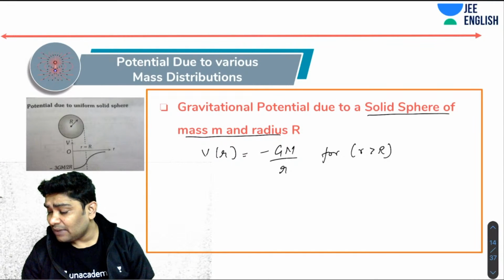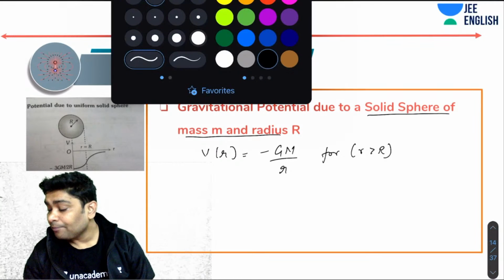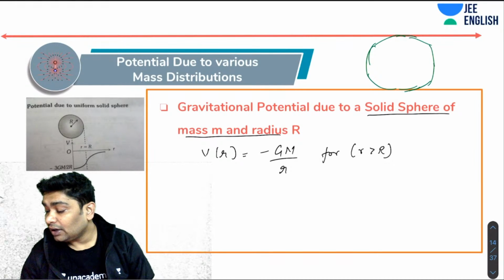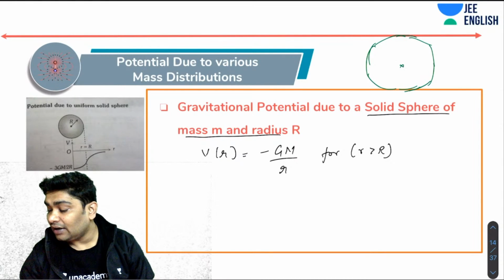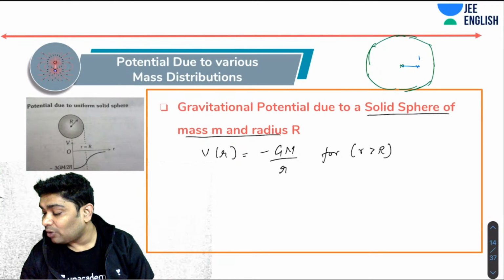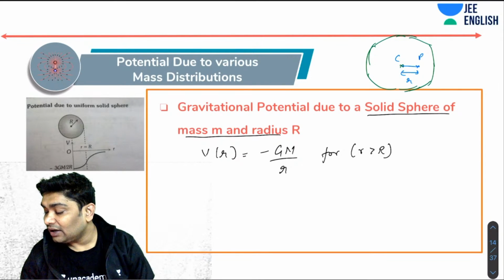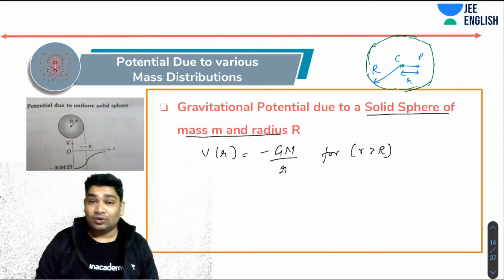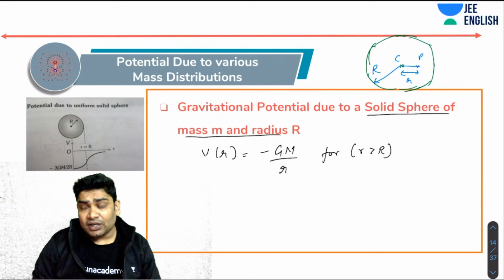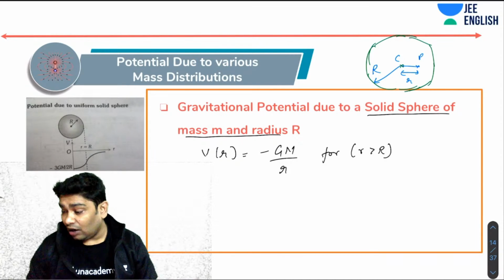Let's imagine you have this solid sphere of radius capital R having a total mass M. I have to find the potential at some point which lies inside. So let's imagine there is a point P at a distance of small r from the center, and the sphere has a radius of capital R. Suppose I have to find the gravitational potential at the point P. Then how do I do that?